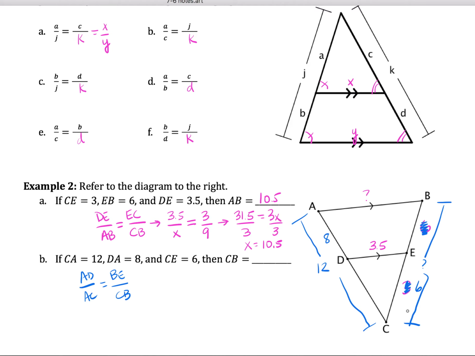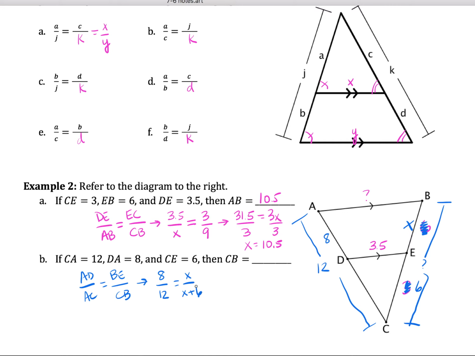Now, CB is what we're trying to eventually get, right? But if we can find BE, that would help us. As we start filling in this diagram right here, we would probably have to use an X for BE, and we don't know that. So AD would be an 8, AC would be a 12, BE would be an X. Now CB, since 6 is the length of CE and X is the length of EB, CB would be an X plus 6. Now we could cross multiply this and solve it, and that would be fine.